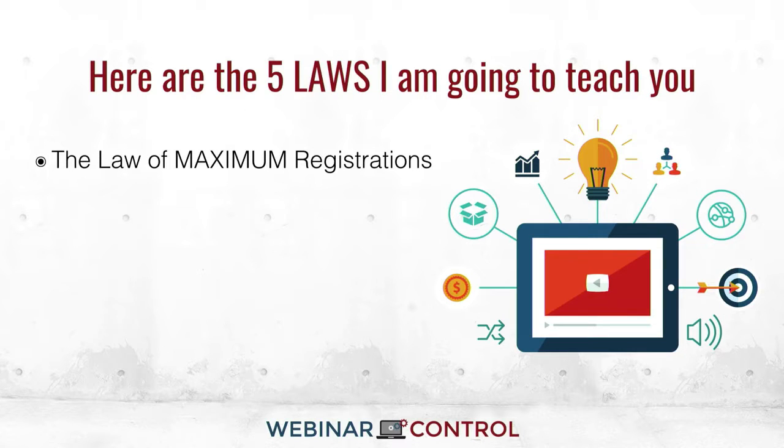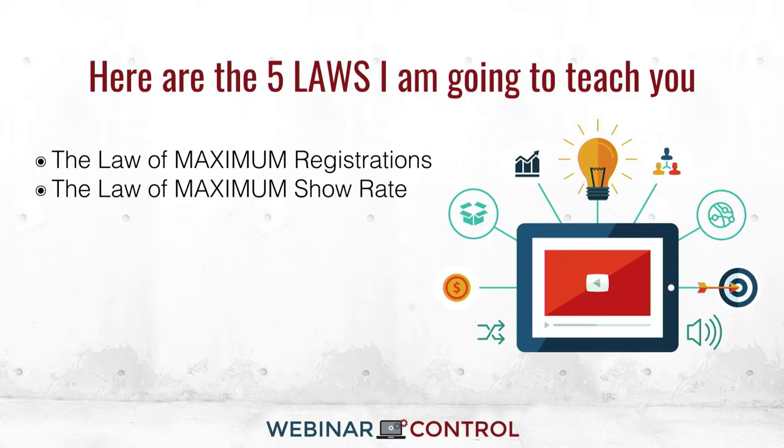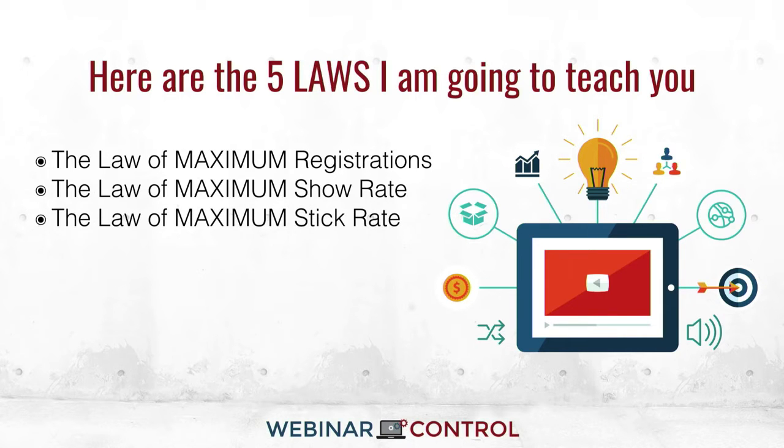Law number 1 is the law of maximum registrations. Law number 2, the law of the maximum show rate. You saw my incredible numbers. I'm going to show you how I do it. Starting from the first one, law number 1, maximum registrations. That's great if they register, but if they don't show up, then you're doing something wrong. I don't want to hear that you have a 50% conversion rate, but you only have a 20% show rate. I want you to have a 50% show rate like I do, all right?